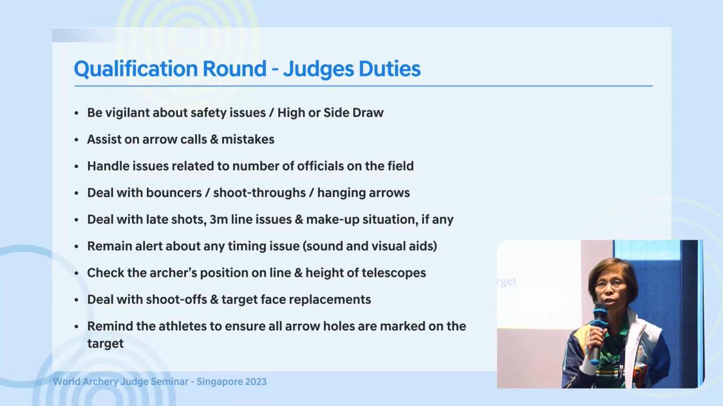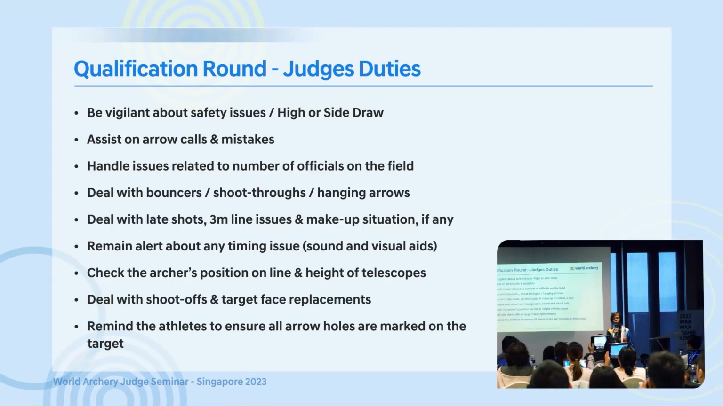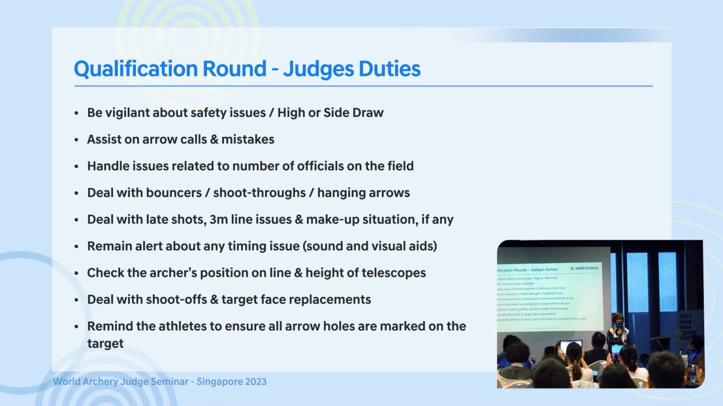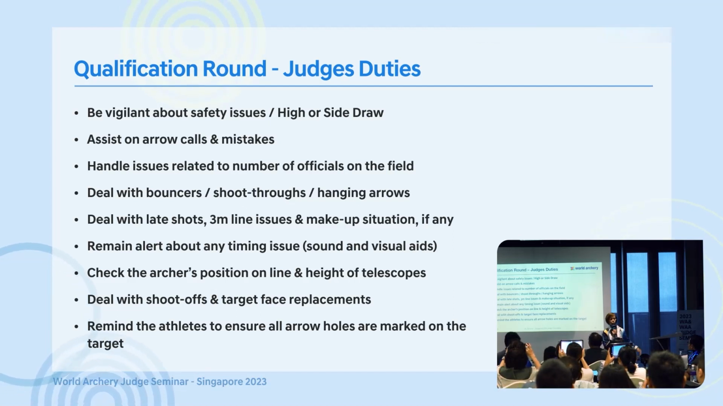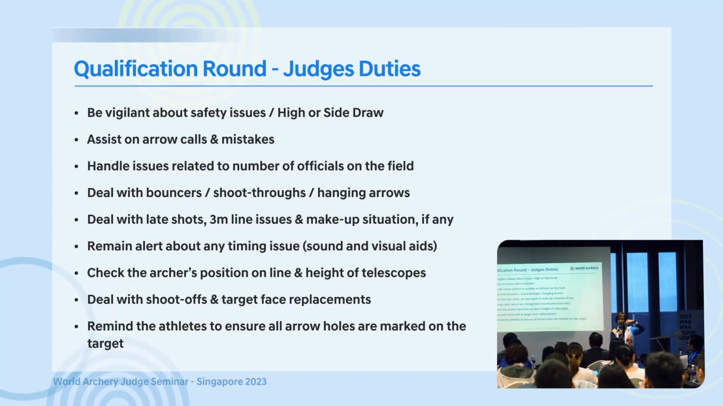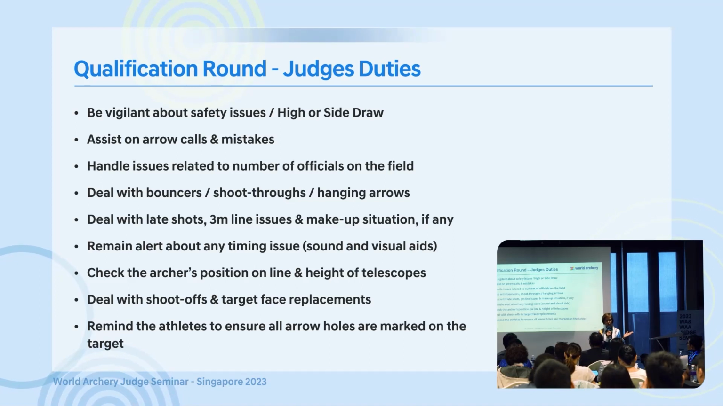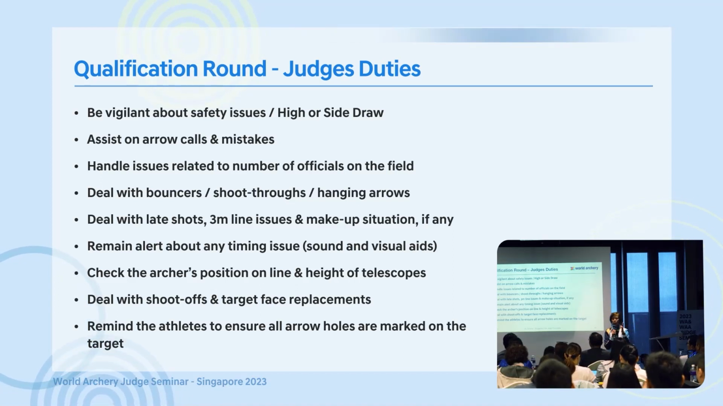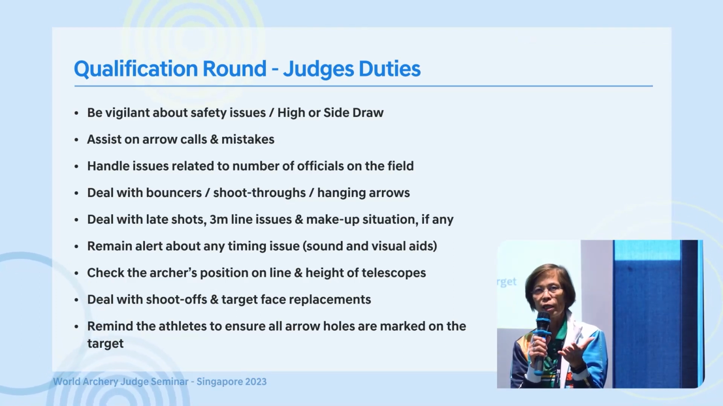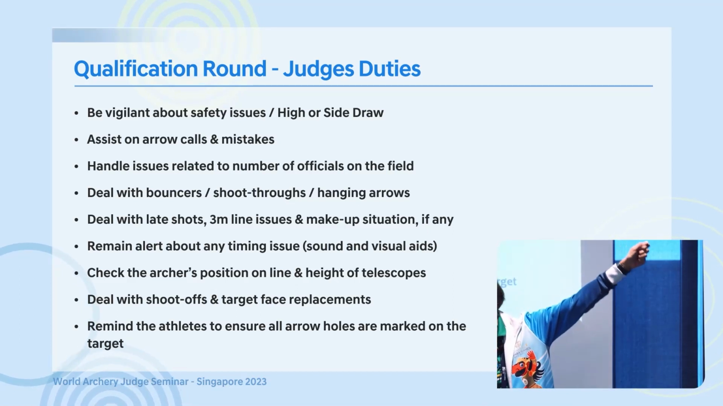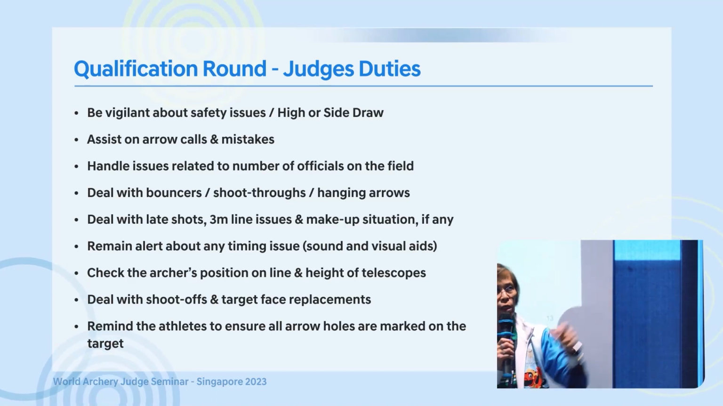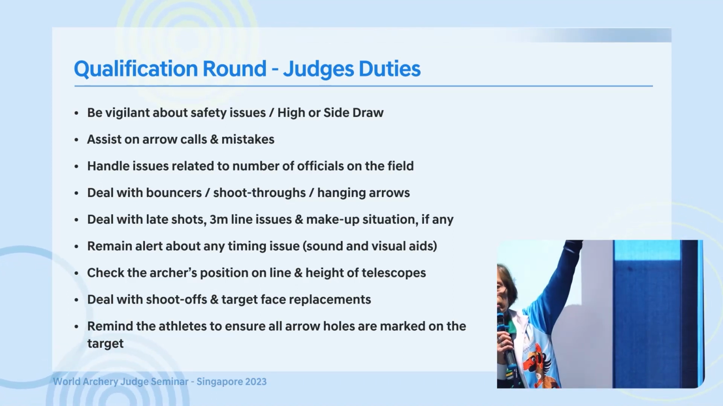Okay, what are the judge duties for the qualification round? So of course, number one is safety. Whether it's field archery, para archery, or regular event, safety is of the highest priority. That includes high or side draw. And I just want to make mention here about the high draw. It depends where you are. There's no set 25 degrees is high draw. No, there is no standard. It depends where you are, how high the backstops are behind the targets.